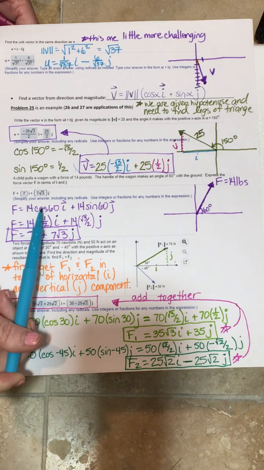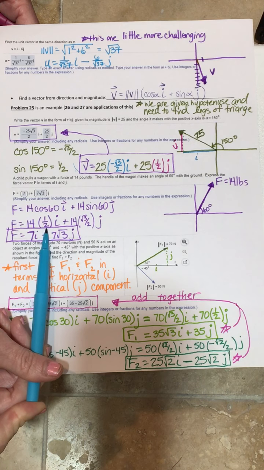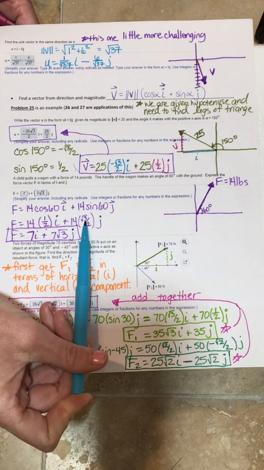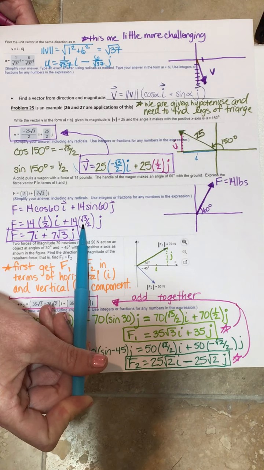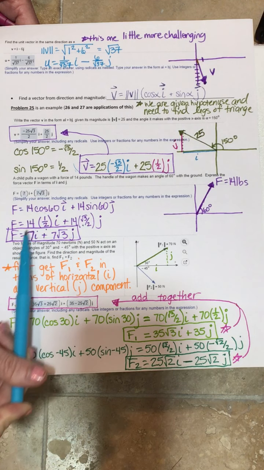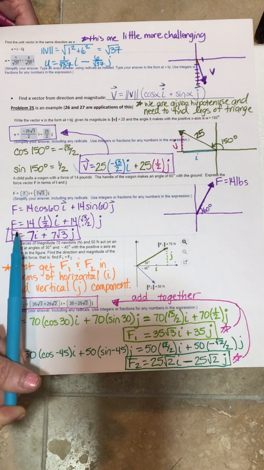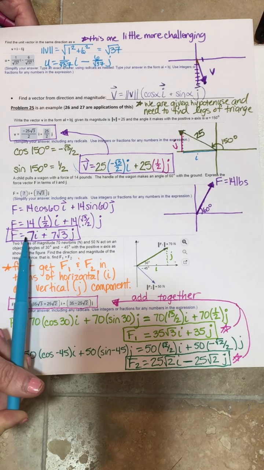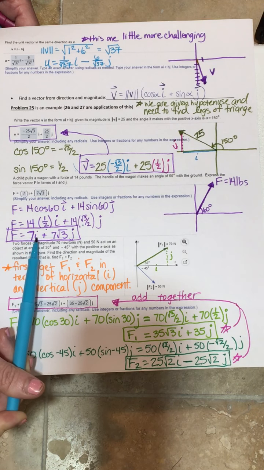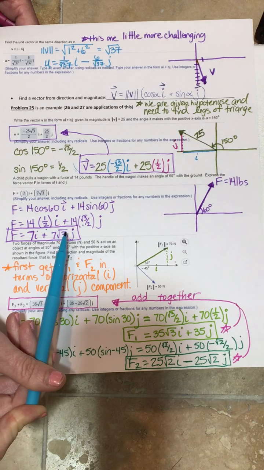So then I plug in what the cosine of 60 is, it's 1/2. I plug in what the sine of 60 is, it's the square root of 3 over 2. This one I can simplify, so it becomes the force in components. It's the same force, but now we're just writing it as 7i plus 7 square root of 3 j.